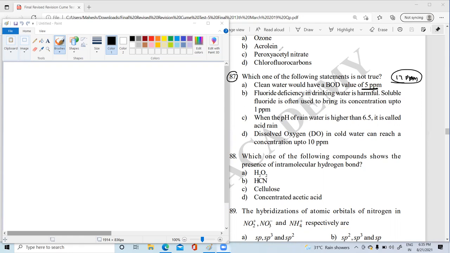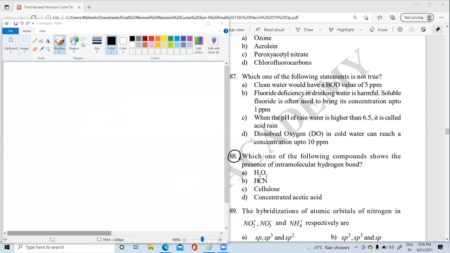Correct statement. Then next, when the pH of acid rain is higher than 6.5, it is called acid rain. Isn't it, students? No. We can call it acid rain only when the pH is less than 5.6. But here it is given as 6.5. So this is the not true statement. So option C is the correct one.